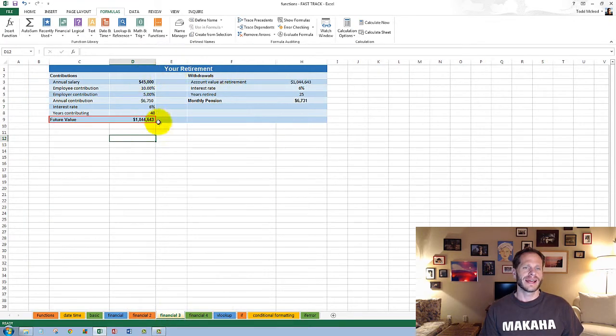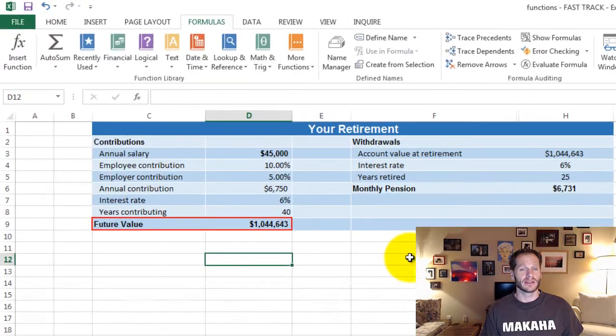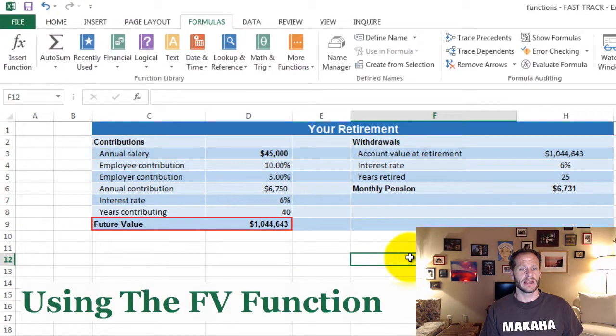Here we have a retirement type of calculator to calculate your retirement. So sort of like if you're investing money and you're getting a certain interest rate and you're doing it for a certain time period, then how much is that investment going to be worth?